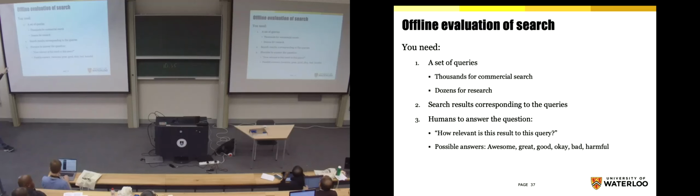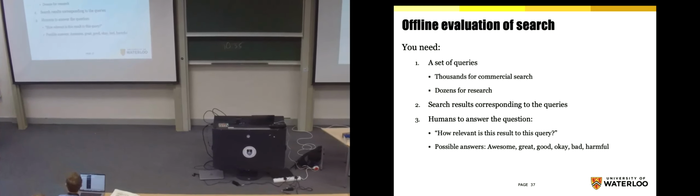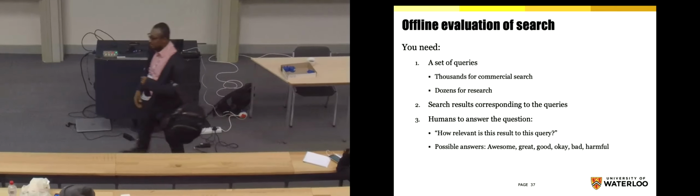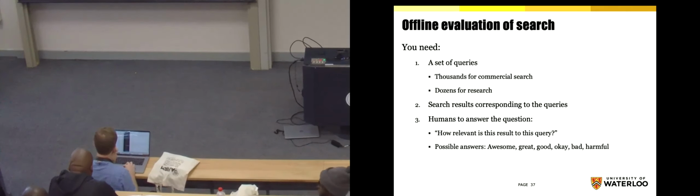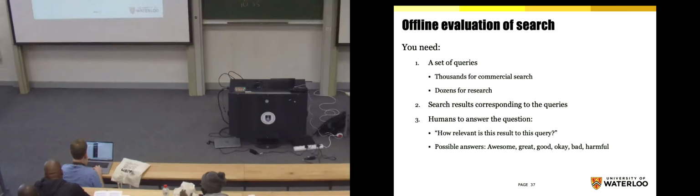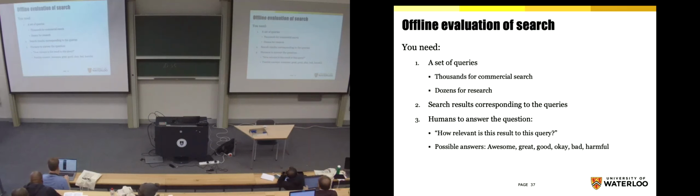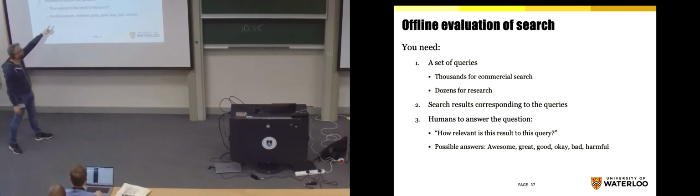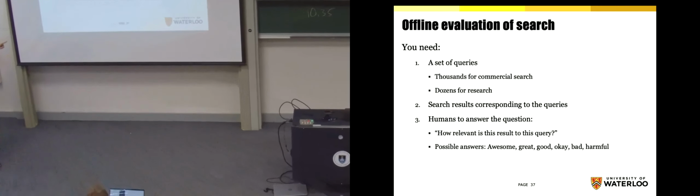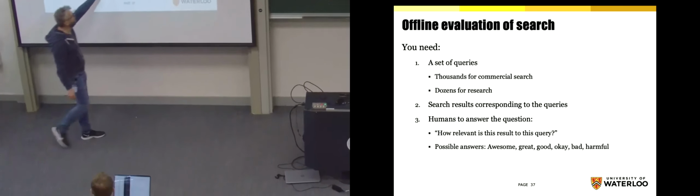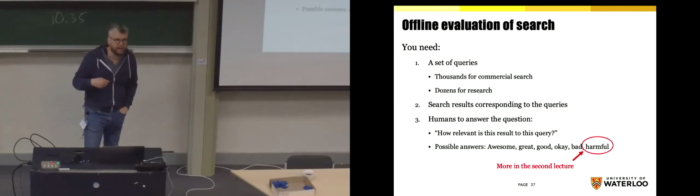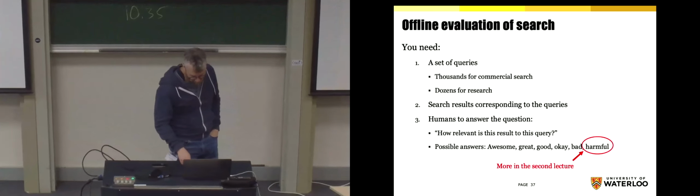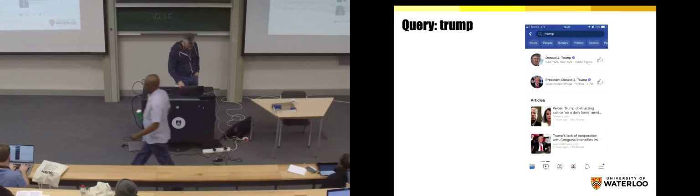You need a set of queries. It will be thousands for commercial search. It'll probably be dozens for research, so 50 is a typical number for some machine learning, so only a small number because the labels take so much work to generate. And then you need some search results, and we want to find out how good our search results are. And we ask humans basically questions about relevance. So is the item you found relevant to the query? And you often do a graded scale like this that goes all the way down to harmful, and we will talk about that in this lecture if I get to it.